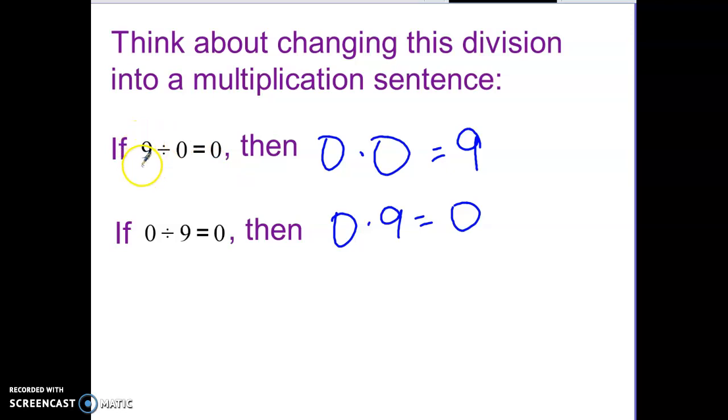So if I have 9 total things and I want to split them into 0 groups, well, that doesn't make any sense. I'm not sharing my things. I'm putting them in no groups.